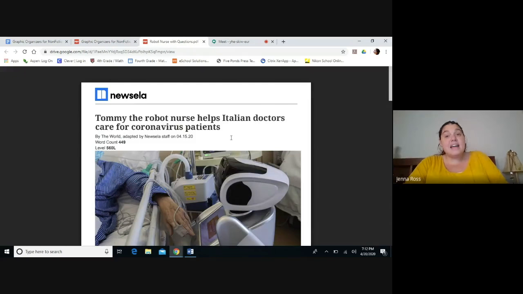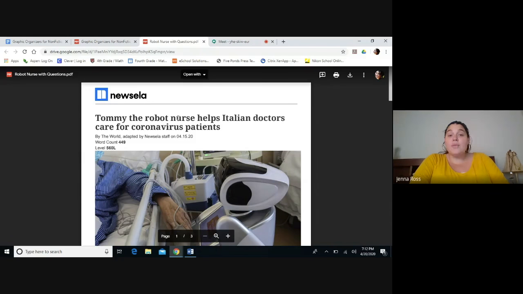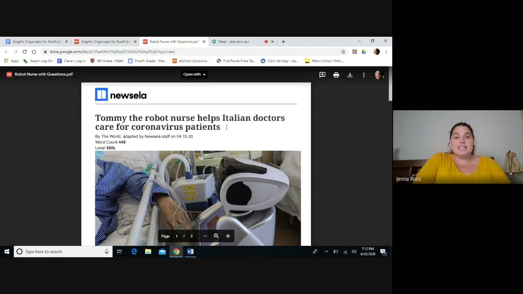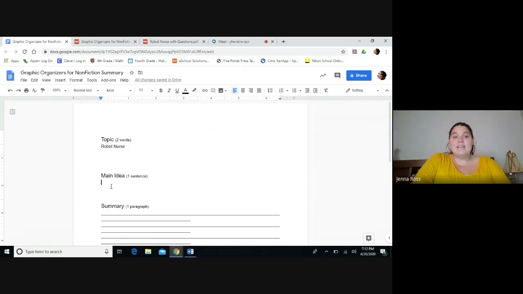I think that the title is a great main idea sentence. So it says Tommy the robot nurse helps Italian doctors care for coronavirus patients. That's what this whole thing is about, right? It's talking about coronavirus patients and how they're being helped in Italy by this robot nurse named Tommy. Okay, so I'm going to use this exact wording right here that is the title as your main idea sentence. So I'm just going to go ahead and type it in.